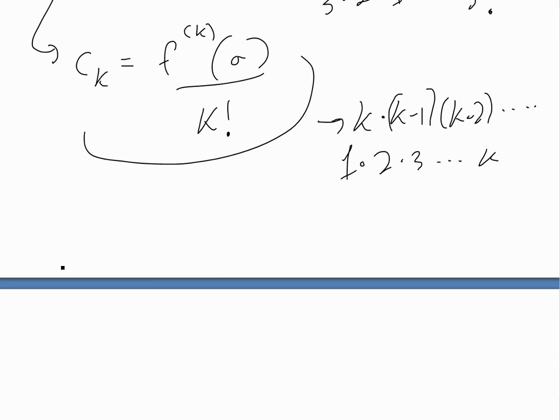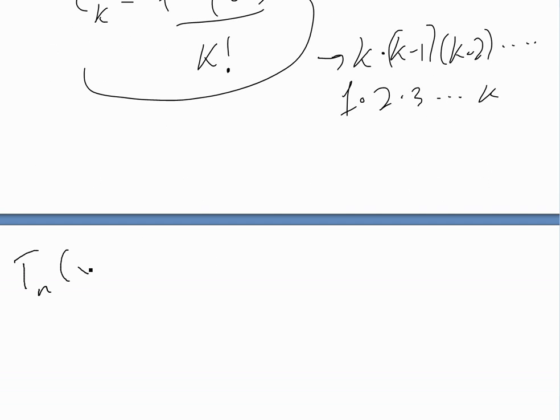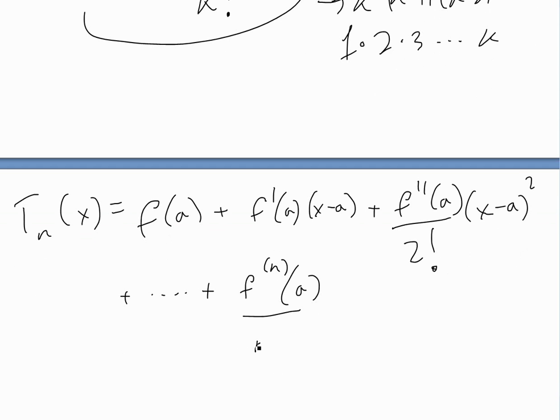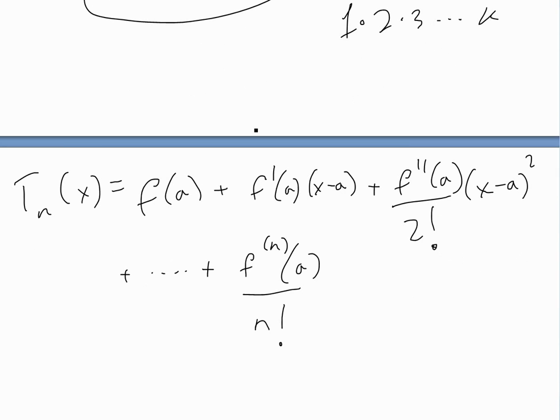So now if we plug this all into the final equation, we get Tn of x is equal to c0, which is f of a, plus f prime of a times x minus a, plus f double prime of a over 2 factorial times x minus a squared, and then plus, it keeps going on all the way till the end here, f to the n of a over n factorial, which is this pattern we derived here, times x minus a to the n.